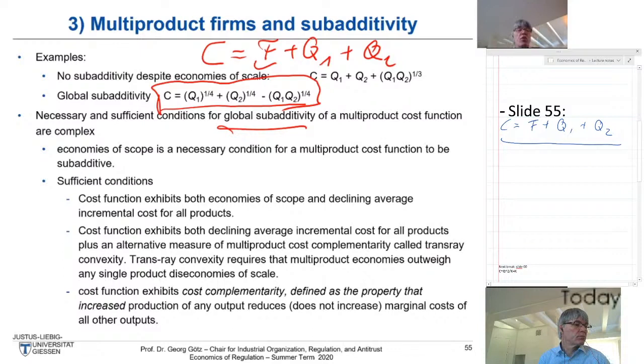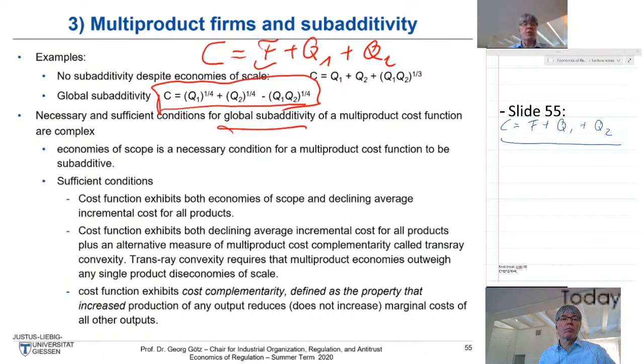That's again what Josko states. I gave you a quote in the notes: the necessary and sufficient conditions for global sub-additivity of a multi-product cost function are complex, and it is not particularly useful to go into those details here. If we were in the 80s, the 1980s, when I did my studies, we would have spent hours discussing trans-ray convexity and these conditions at some length, but it turned out that you do not learn so much from that.